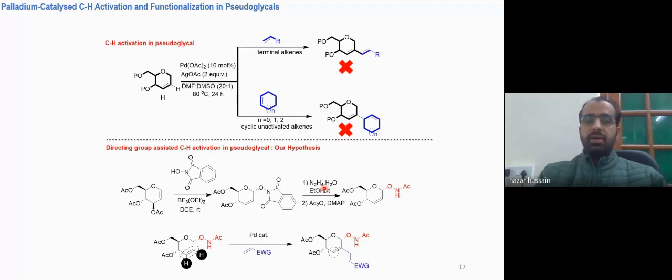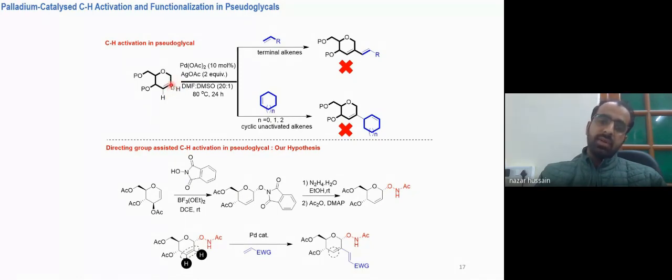So next, we thought, can we utilize a similar kind of glycal, like a pseudo-glycal, for the functionalization at C2 position? And we utilized similar conditions as before, which we used for glycals having a double bond at C1 and C2 position. But in this case, the reaction didn't work. So this experiment confirms that by utilizing this condition, the ring oxygen has an important role in the CH activation at C2 position. So we thought, can we activate this unactivated CH bond of pseudoglycals?